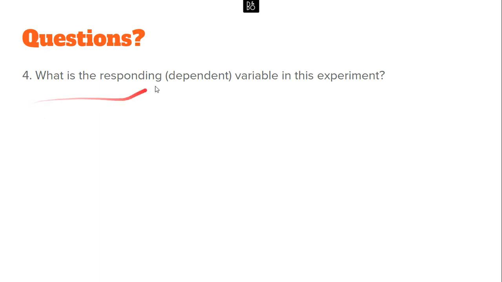Question number 4, what is the responding or dependent variable in this experiment? Our responding or dependent variable is the one that is changing because we are changing the oxygen in the jar. Take a moment, pause this video and see if you can think about what is happening because we are changing the amount of oxygen. The answer: the amount of time the fire burns. Be sure to write what is in blue down, the amount of time the fire burns. That is our dependent variable, that is what is responding in this experiment.